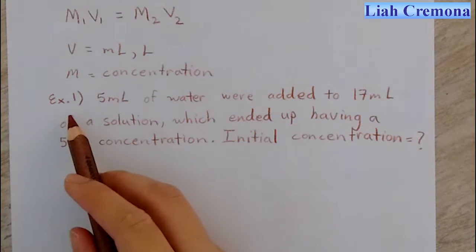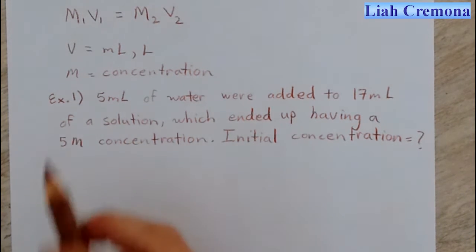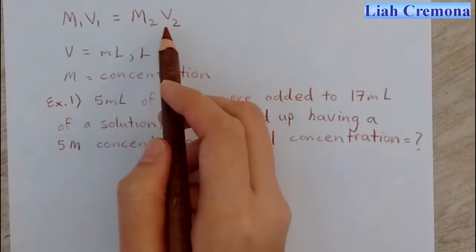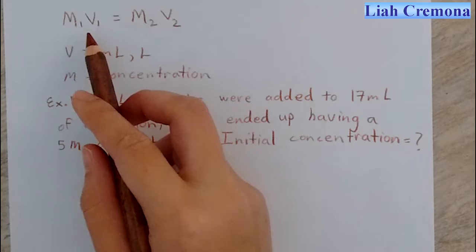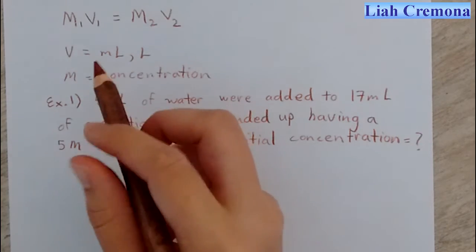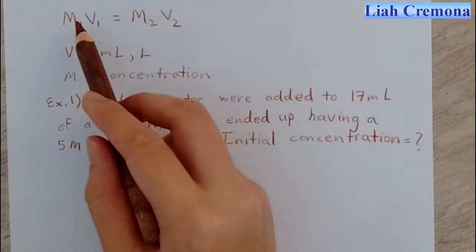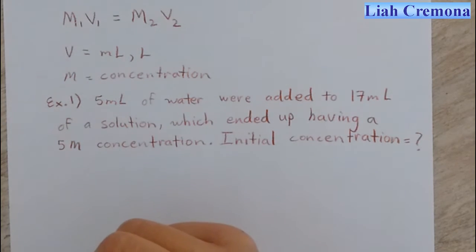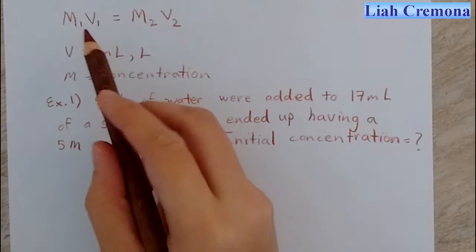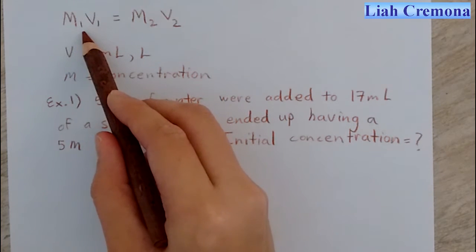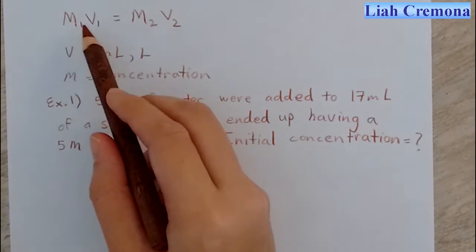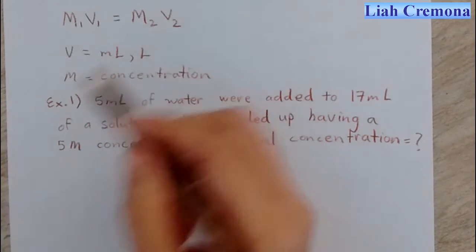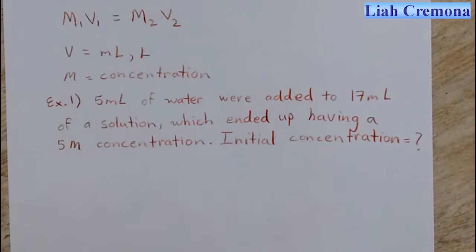So here, to demonstrate these ideas is example 1. For these questions, we will use this equation, and what you have to know is that in the question, there will be 3 of these given, and you have to find the 4th. One will indicate initial, and 2 will be the result.